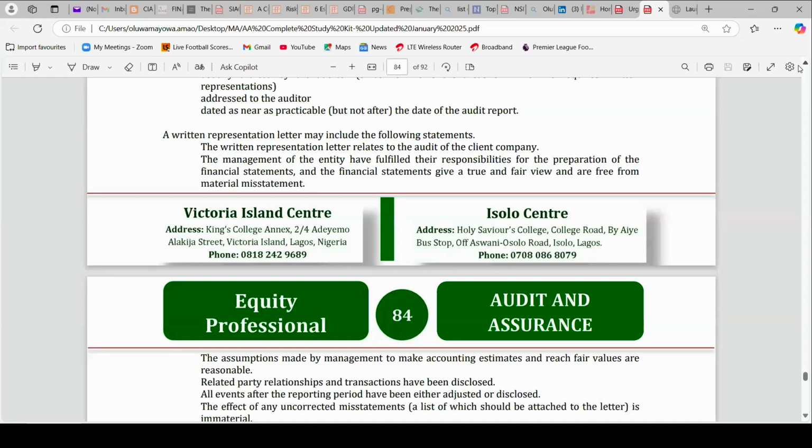In case you're in an exam, you might have to draft a written representation. I don't know if you checked your ICAN pack, there is a format of written representation there. You can just go by it.